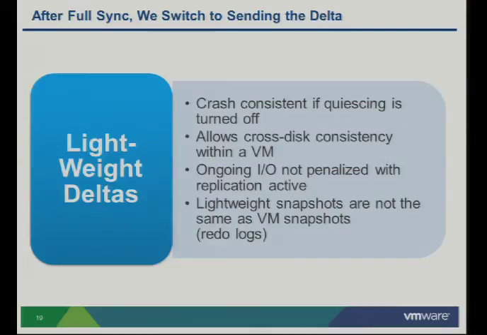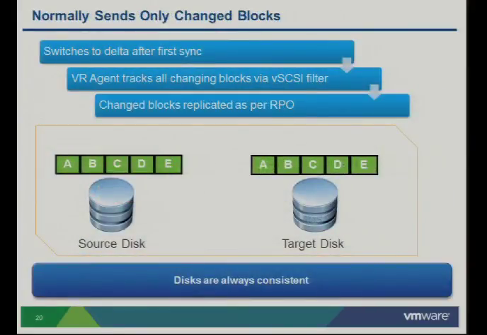Instead, we create what we call the lightweight delta or lightweight snapshot, which acts essentially as a snapshot, meaning that it's a consistent point-in-time image across all the virtual disks in the VM, except that it's not a VM-level snapshot. That means the I/O is not penalized. The VM works just as it did before. There is no penalty associated with that. And once we have created the lightweight snapshot of the source VM, we know that this is the consistent image. And we use this information to transfer the ongoing changes according to the RPO schedule that you set for us.